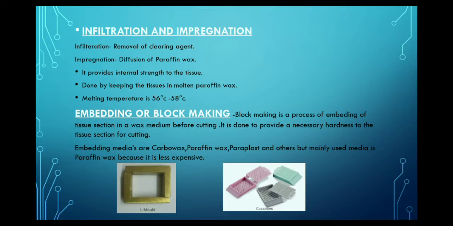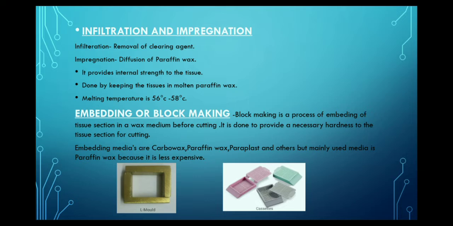Now the next step is embedding. Embedding, also called block making, is a process to give the tissue external strength or hardness to make it suitable for section cutting by making a square block. In previous times, we used L mold of brass metal, which are two L-shaped molds, but now plastic moulds are used for block making. The embedding medias are carbowax, paraffin wax, paraplast and others. But paraffin wax is mainly used because it is less expensive. Now blocks are ready for microtomy.